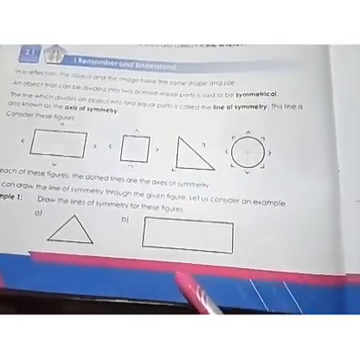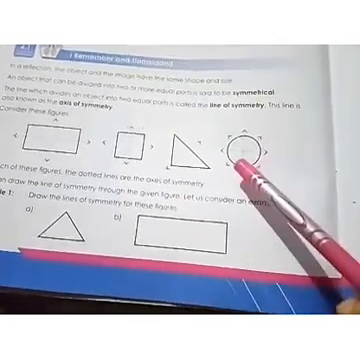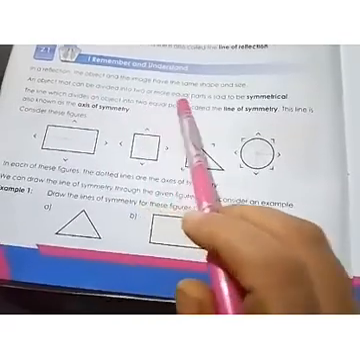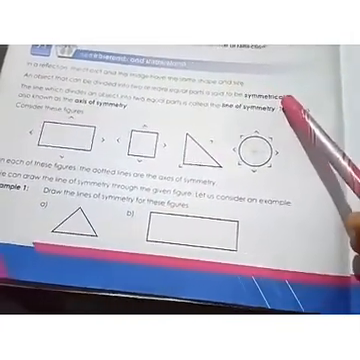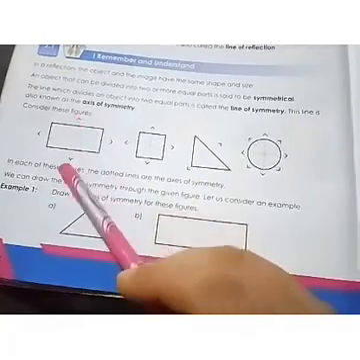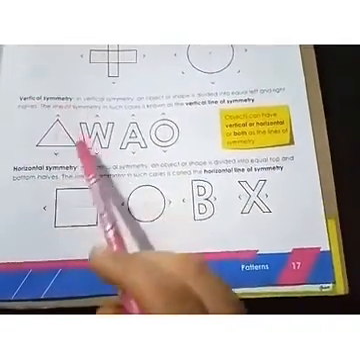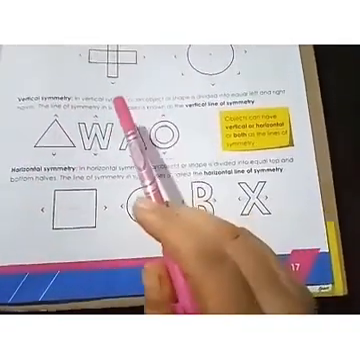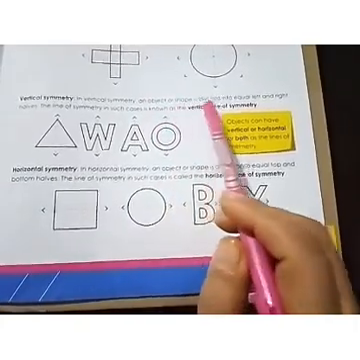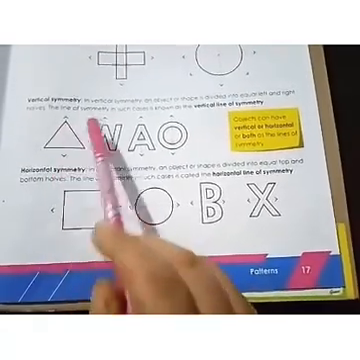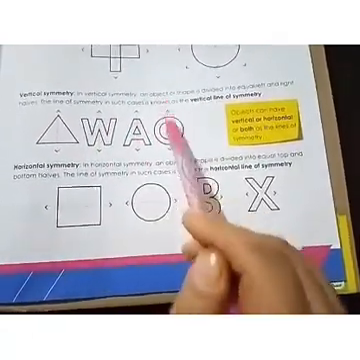Symmetry we got in the first chapter, and we have got it in a little broader form in the second chapter. Symmetry we already know: if something can be divided into two or more equal parts, it is known as symmetrical. This line is known as the line of symmetry or axis of symmetry. Now symmetry is divided into two types, vertical symmetry and horizontal symmetry. In vertical symmetry, an object or shape is divided into equal left and right halves. That means we draw a line in this way. This is known as vertical.